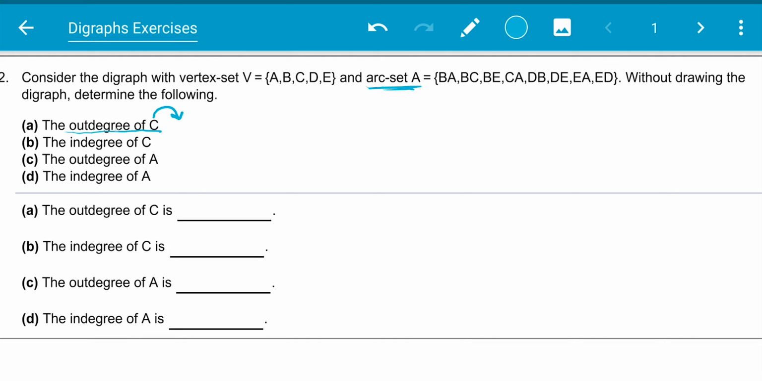So when we have an out degree of C, we want it from C to somewhere else. So we want C to be in the first spot. So how many times is C first? This is the only example where C comes first. We have one right here, but C is second. So that's actually going to be the next question. So the out degree of C is 1.